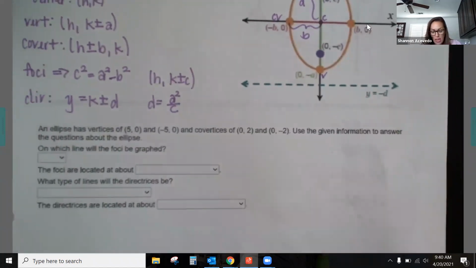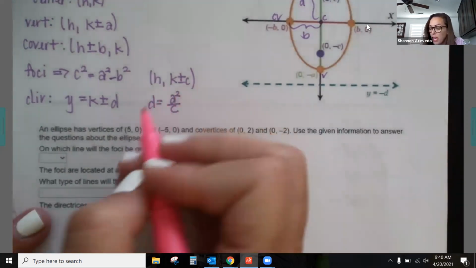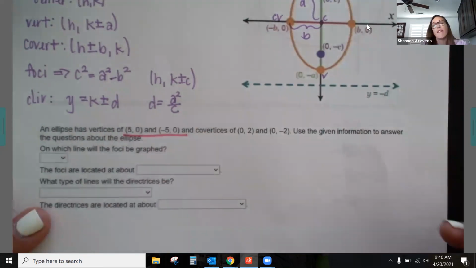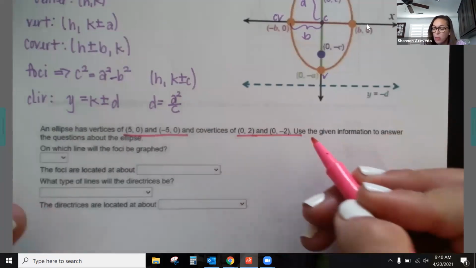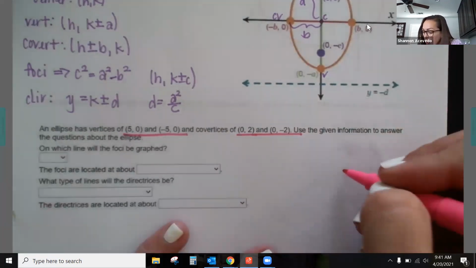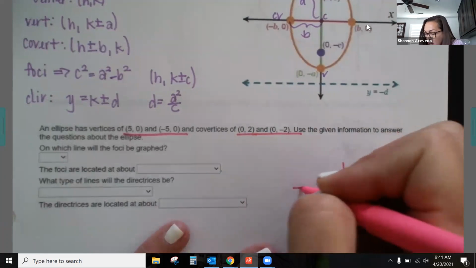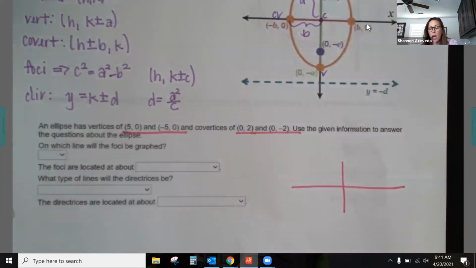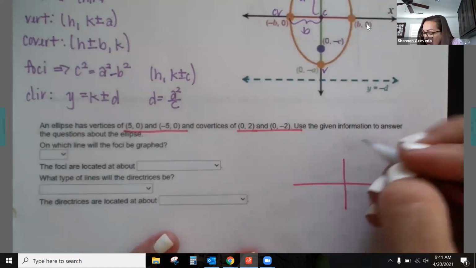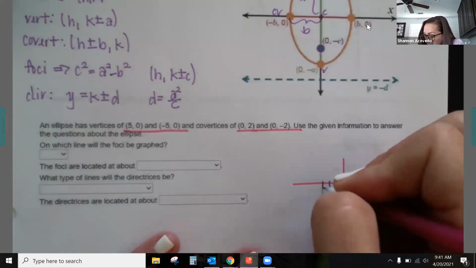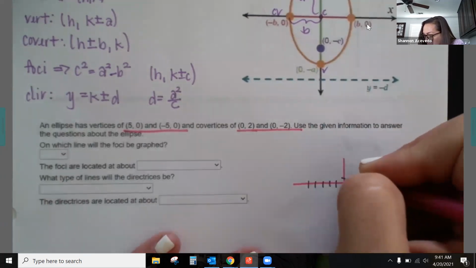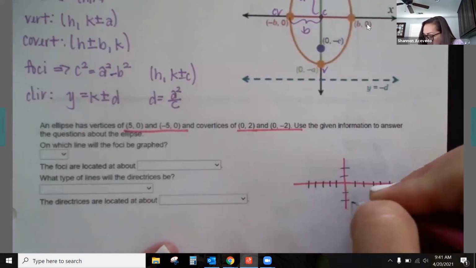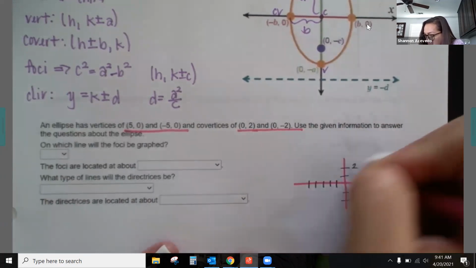All right, so here's what I have. An ellipse that has vertices at (0, 5) and (0, -5), co-vertices at (2, 0) and (-2, 0). So I'm going to just quickly sketch a little graph because I think visuals are very important. It helps us figure out what's going on. Okay, so my vertices: 1, 2, 3, 4, 5. 1, 2, 3, 4, 5. And 2, -2.